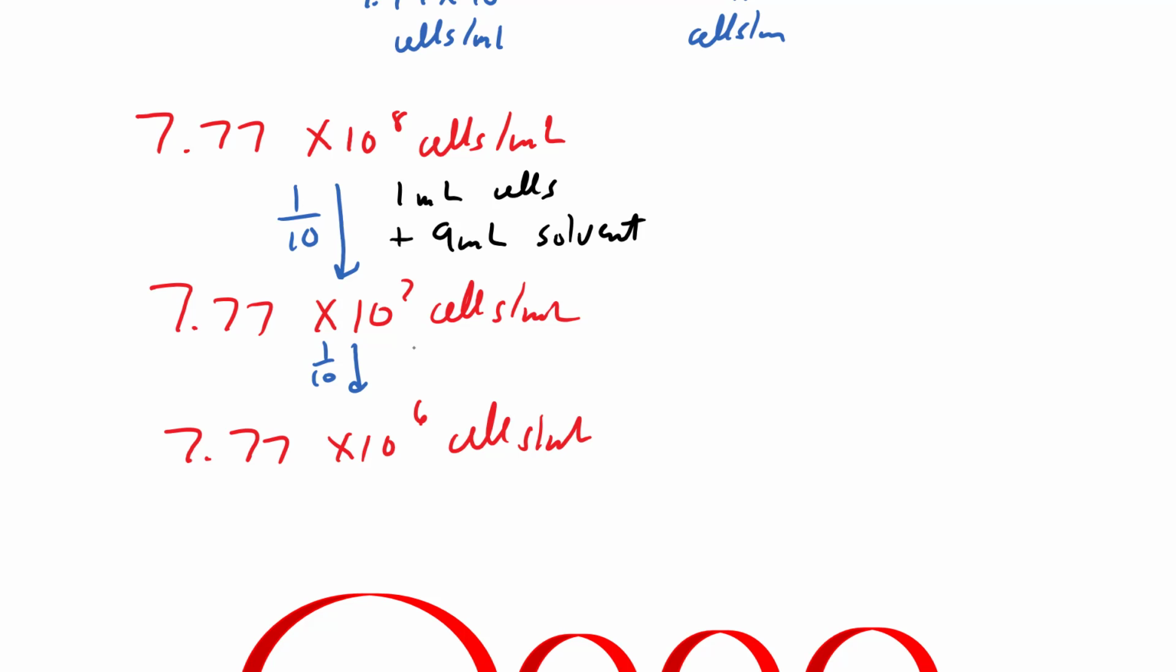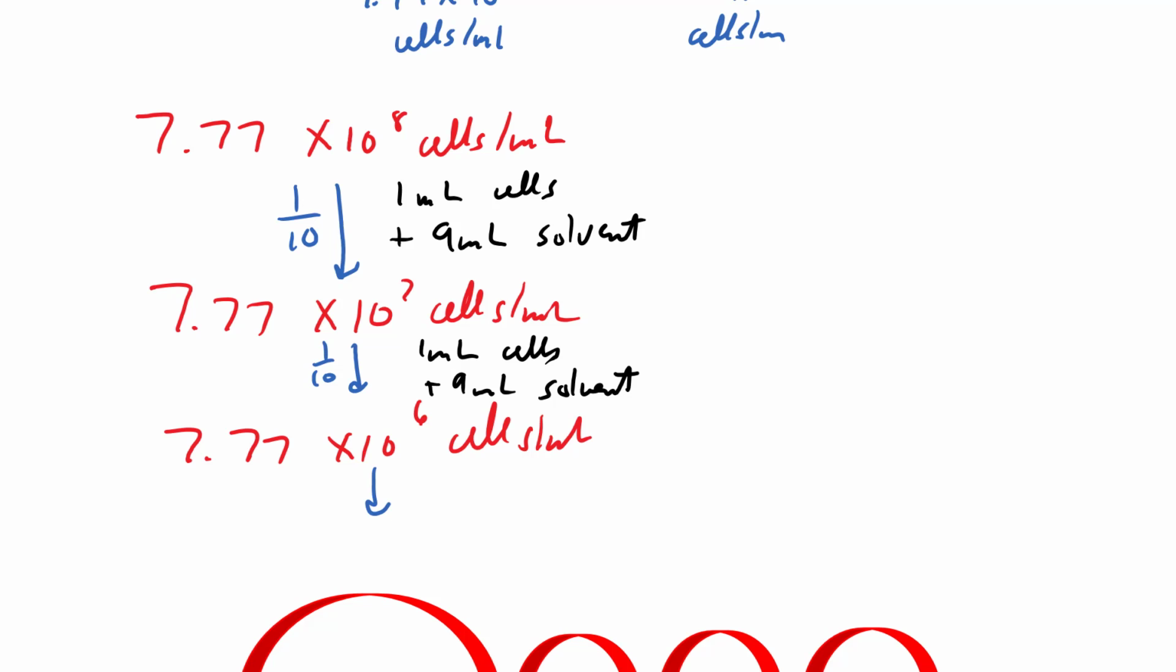Again, I could do 1 mil of cells plus 9 mils of solvent. You never want to do too big a dilution. 1 in 10 in my mind is as big as you should go. When you start going to 1 in 100, 1 in 1,000, again, you're going to get accuracy issues. In addition, taking 1 mil is better than taking 1 microliter. If you're off by a little bit here and there and you're dealing with larger volumes, there won't be such a big effect on the final concentration.